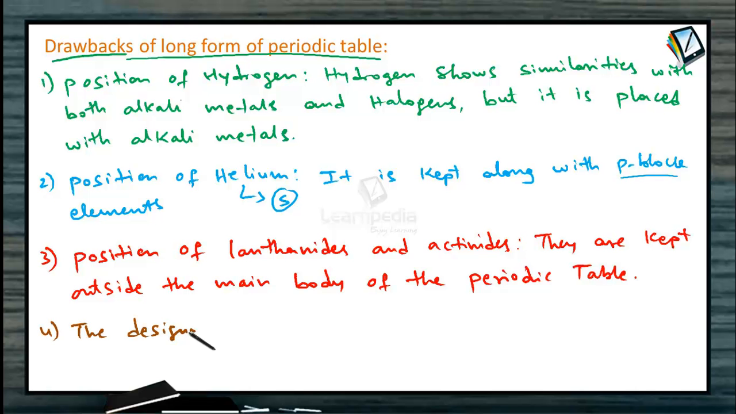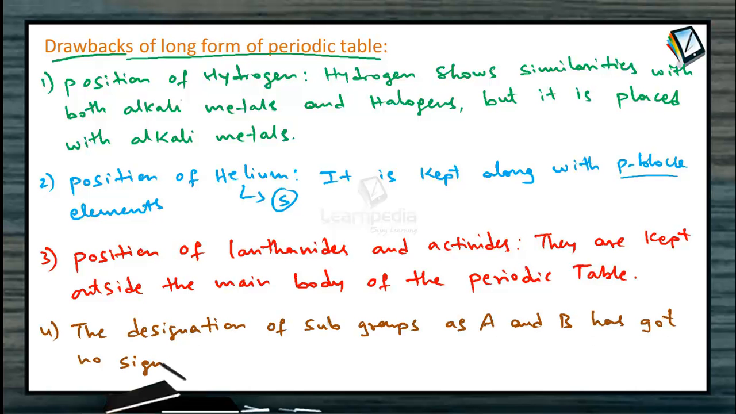And the designation of subgroups A and B has no significance, and that is the reason why the modern periodic table is now numbered from 1 to 18 from left to right according to the IUPAC system.